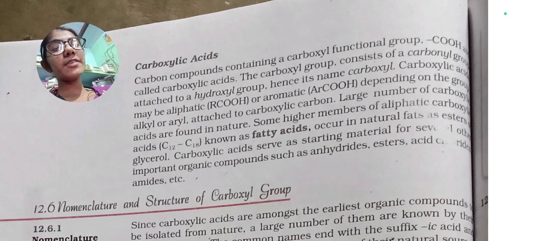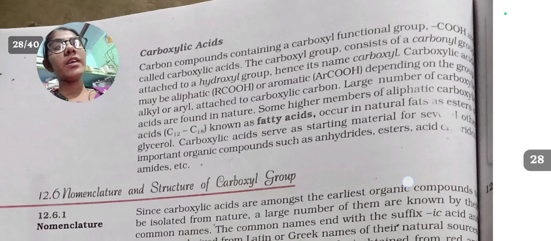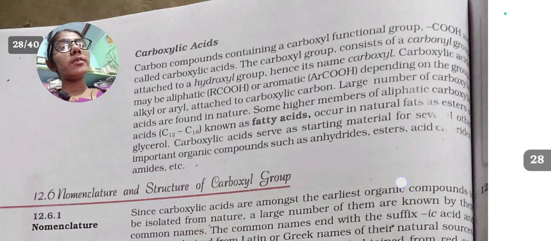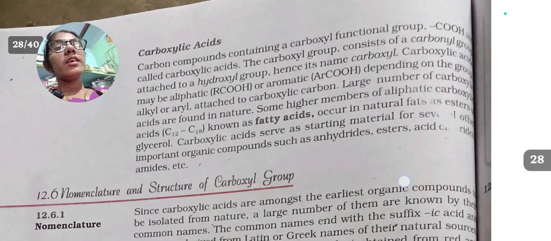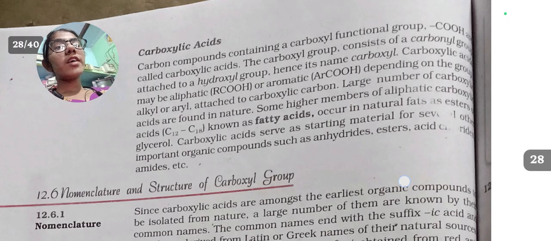Today's chapter is carboxylic acid. Carbon compounds containing a carbonyl group, C double bond O, OH, are the carboxylic acids. The carboxyl group consists of the carbonyl group attached to the hydroxyl group, hence it is named carboxyl. Carboxylic acids may be aliphatic or aromatic depending on the alkyl or aryl group attached to the carboxylic carbon.